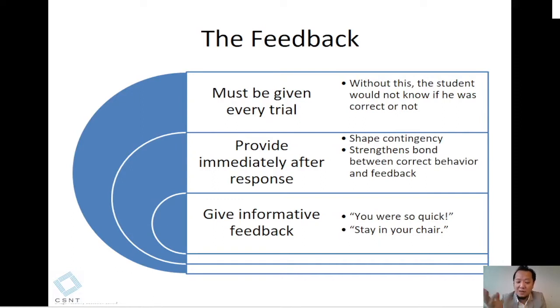I think it is very important to learn academics. It's very important to learn what a triangle is, I'm sure. But it's much more important that the student learn to look, stay focused, and to sit nicely. So when we do give feedback, we try to be as informative as possible. Let's take some examples right now.